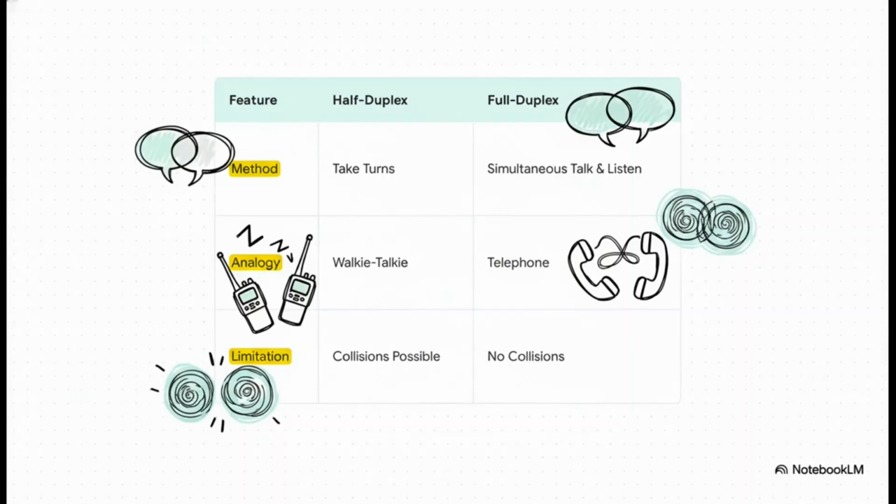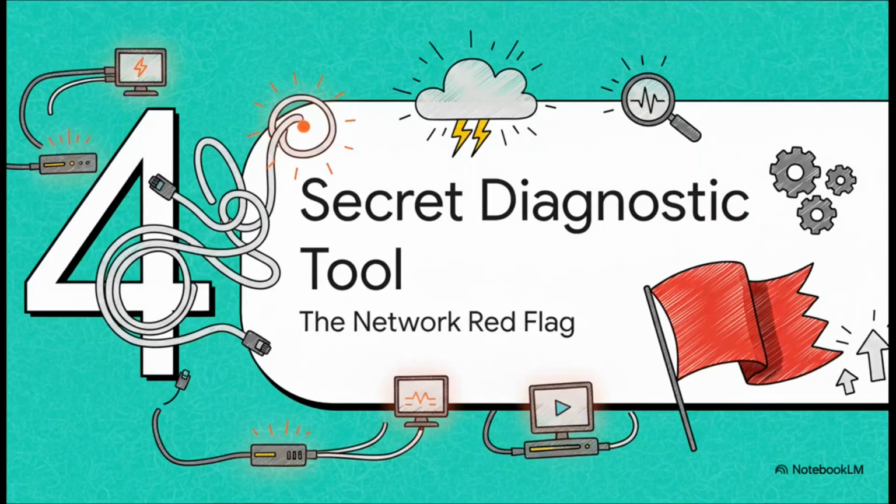So let's just do a quick recap of the showdown here. Half-duplex, you're taking turns, like a walkie-talkie, and you risk collisions. Full-Duplex, you're having a simultaneous conversation, like a telephone call, and there are no collisions. The difference is all about speed, efficiency, and just plain reliability. Now, I know this might all seem a little theoretical, but stick with me, because there's a huge practical takeaway here. Knowing this stuff is like having a secret diagnostic tool for figuring out when something is going seriously wrong with your network.